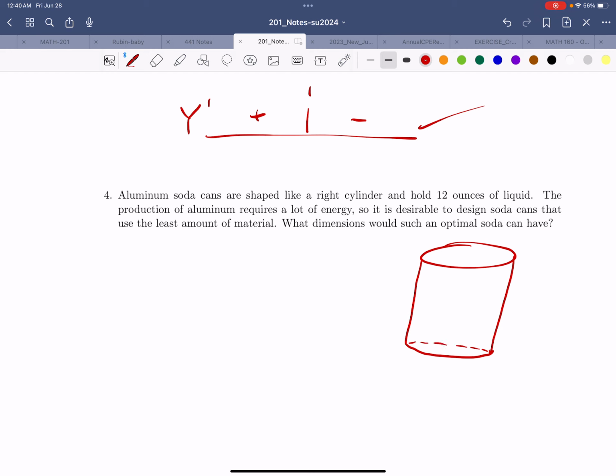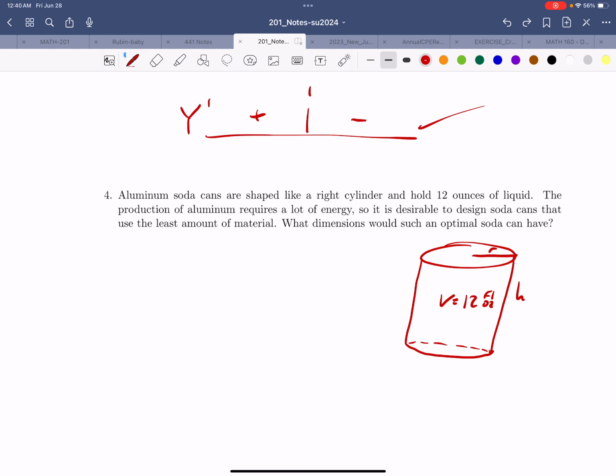All right, we get that. And I guess we know that it's got a radius r and a height h. And the volume equals 12 ounces, right? 12 fluid ounces, that is, right?